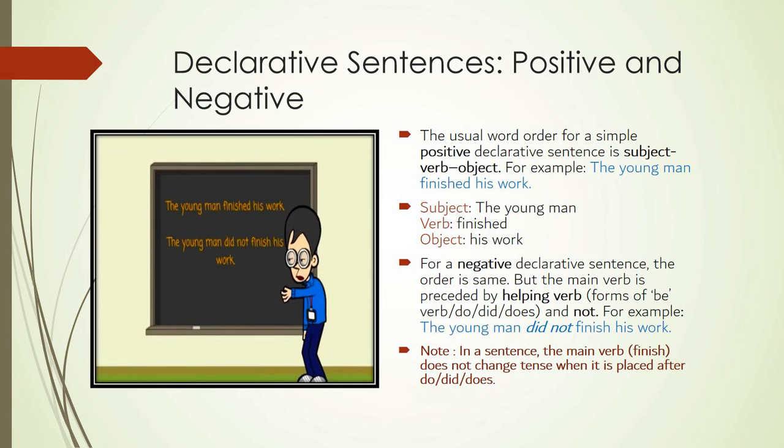Let's now study the types of sentences one by one from their positive and negative aspects. A positive declarative sentence is usually written in the subject verb object word formation, whereas for a negative declarative sentence, the order remains the same with an addition of not before the main verb. Hence, for a negative declarative sentence, the word formation becomes subject, then helping verb, then not, and then the main verb, followed by the object.